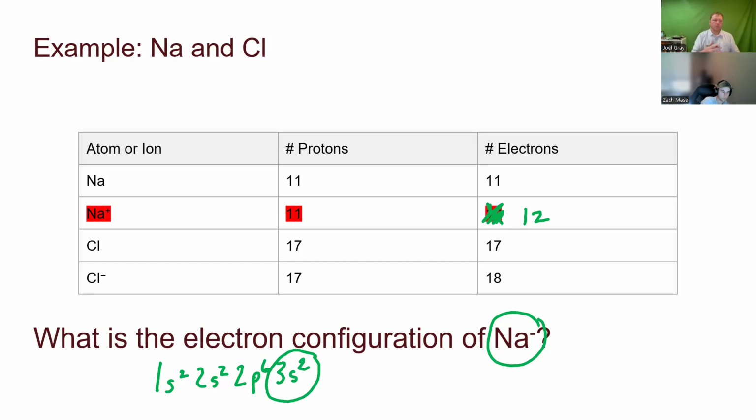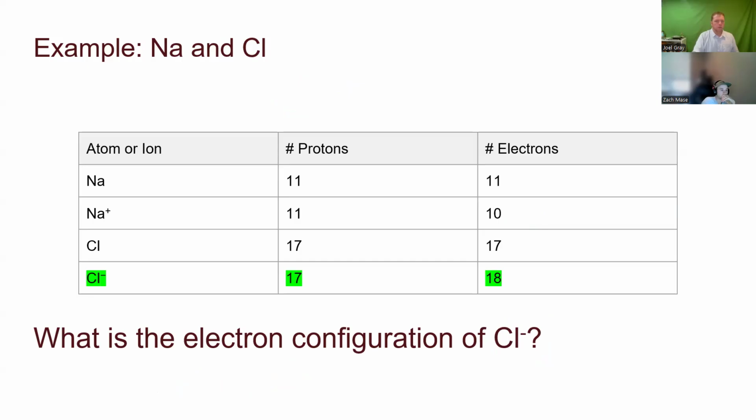Somebody sent me a private message: could you also write it as Ne 3s2? Absolutely. When you use that condensed notation with the nearest noble gas, you could say Ne and then 3s2. Great question. That's absolutely right. All right. Now, what's the electron configuration of chlorine minus?